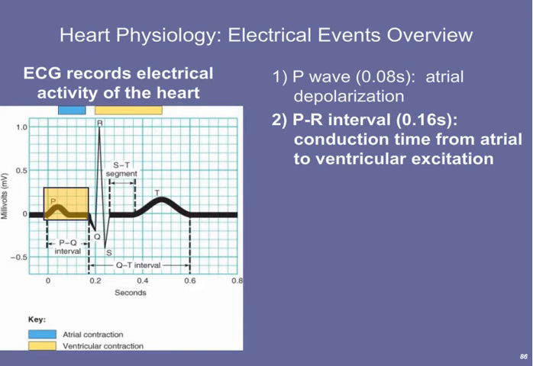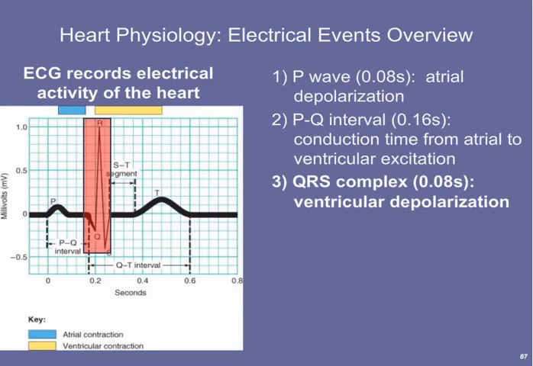In addition to waves, we also have something called segments and intervals. Segments are spaces between waves, whereas intervals include the wave and the adjacent segment. So the PR interval is the time from atrial stimulation until ventricular stimulation, and typically the PR interval is about 0.16 seconds. We could, however, see it get longer if there was a disruption, let's say in the transmission between the SA and AV nodes.